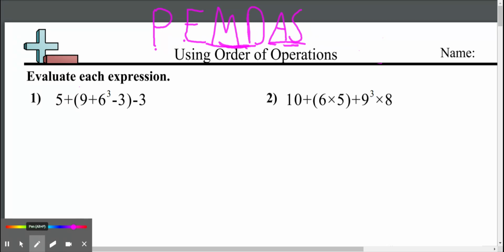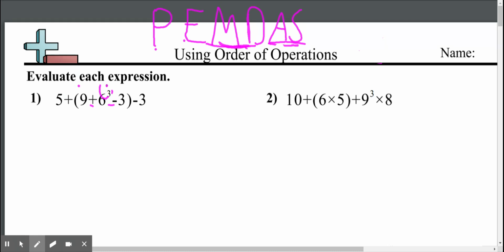Looking at the first one, 5 plus, parentheses, 9 plus 6 to the third minus 3, and parentheses, minus 3. Well, we know we need to start with the parentheses first. So anything inside the parentheses needs and must be solved first. This is a top priority, anything within the parentheses. But we also then notice that we have an addition, we have subtraction, but then we also have this pesky exponent. 6 to the third.